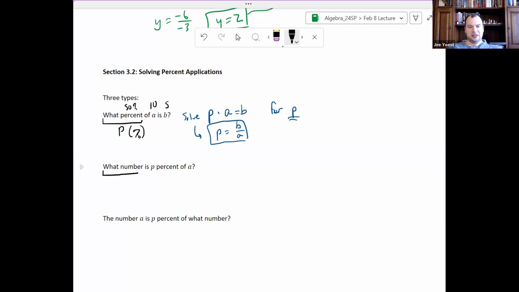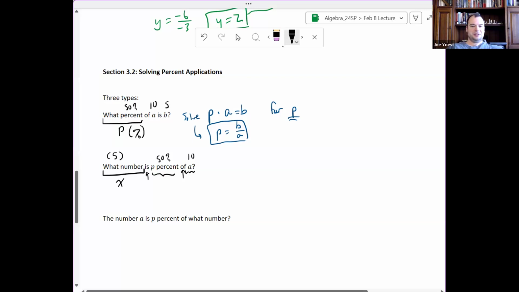Okay, now we're asking what number is P% of A? This is actually maybe the easiest percent problem. Since we're looking for a number instead of a percent, maybe I'll call this X. And what number is P% of A? Let's again say, what number is 50% of 10, and this should be the number 5.